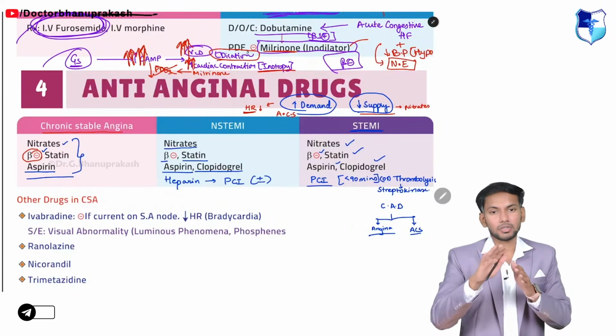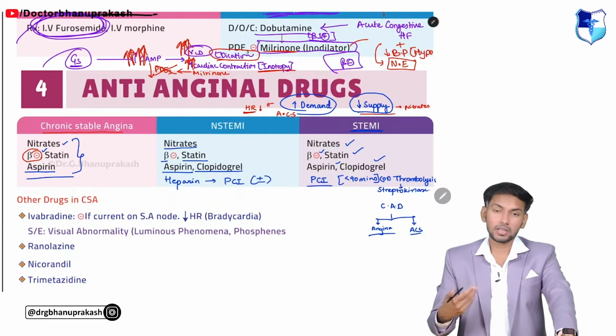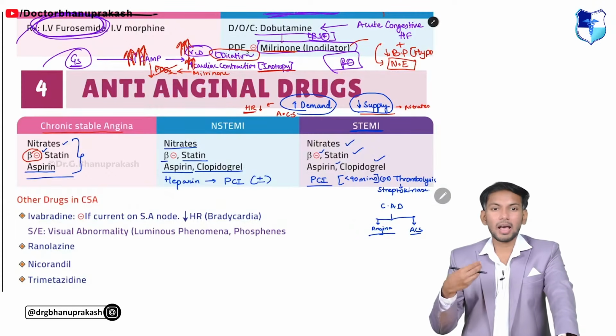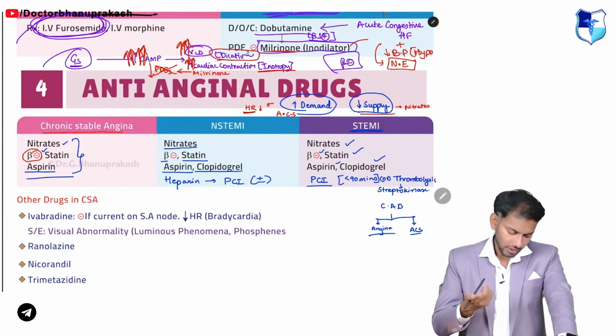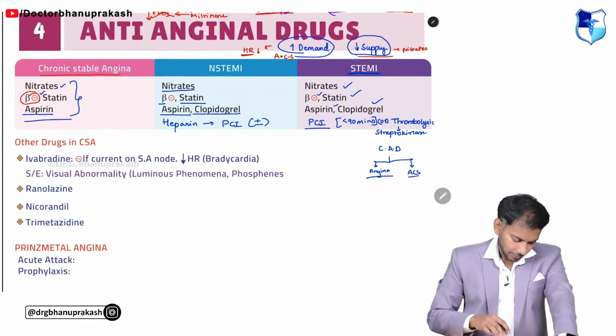PCI is preferred. If it is not available, you are going to do thrombolysis. Now, there are some other anti-anginal drugs that we are going to see. They have been asked in the exams about their mechanism of actions. It is going to be easy because everything is in their name. Everything. Let me tell you how.